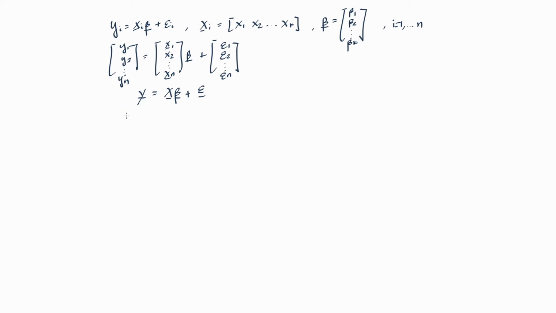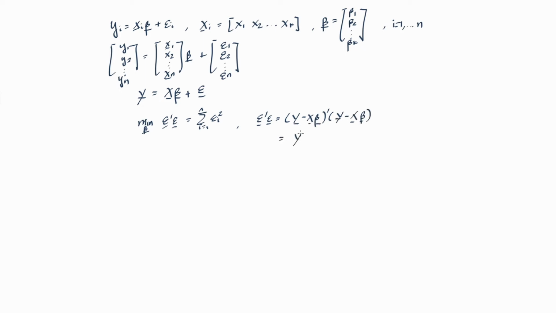To derive the least squares estimator, we want to minimize the sum of squared errors, which is represented by epsilon prime epsilon, which you can write as the summation of epsilon_i squared, i from 1 to n. And we're minimizing this with respect to beta, the beta vector. So let's expand epsilon prime epsilon. Epsilon prime epsilon is simply (y minus X beta) prime (y minus X beta).